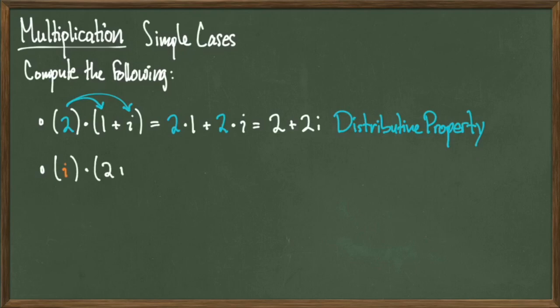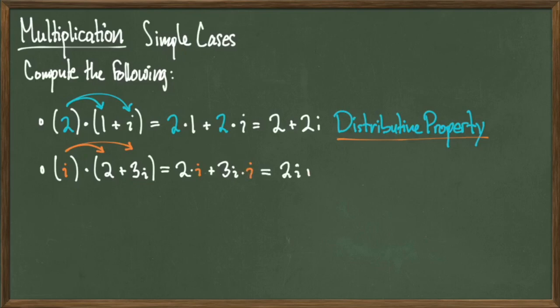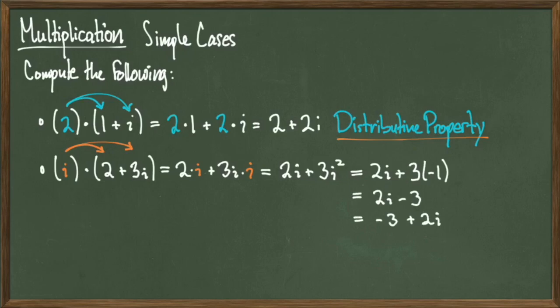Now consider i times the complex number 2 plus 3i. Same kind of game, we'll go ahead and distribute the i across the sum, and then we'll start simplifying. The only difference is an i squared term is showing up here. And all we have to do is remember that by definition, i squared is the same thing as negative 1. Once we substitute a negative 1 in for i squared, we simplify and get a final answer of minus 3 plus 2i.